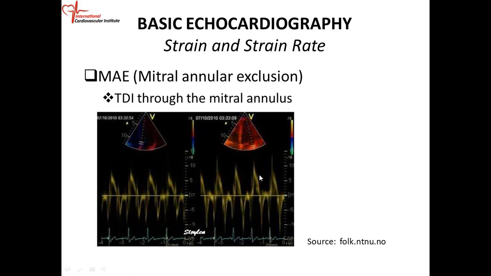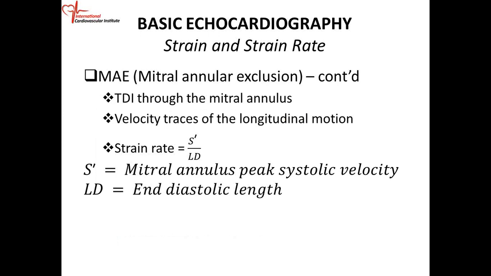Okay, and then when you put it in your lateral annulus, you get the same thing. You get your S prime, and you get your E prime, and your A prime. Again, at your lateral annulus, it's normal for the E prime to be much greater than your medial E prime. So the lateral E prime is usually much greater than your medial E prime. But yeah, speckle tracking echo is the way to go.